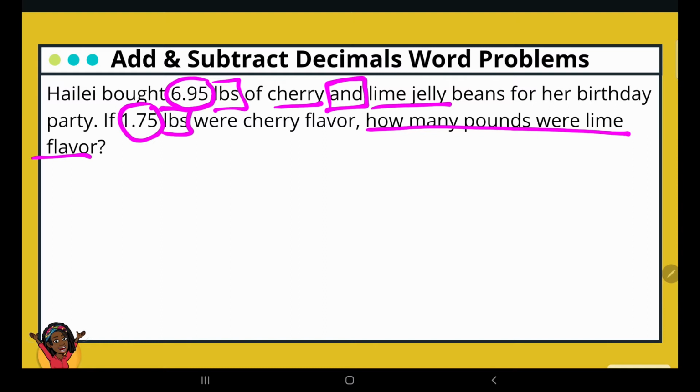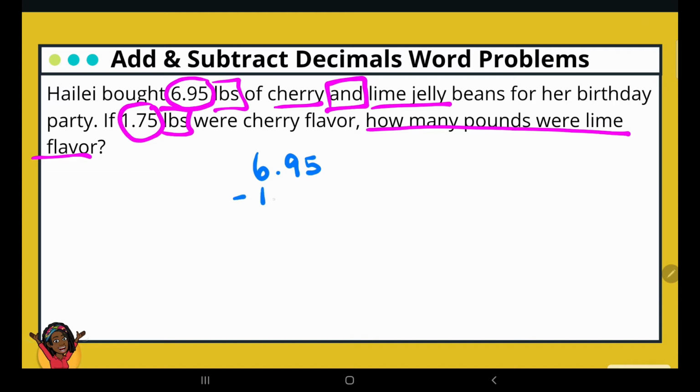So how many pounds were lime flavor? So now we have to figure out what strategy we're going to use. So I have my total amount and I have my part. So I need to find the other part. So here, are we going to add or are we going to subtract? If you said subtraction, then you're absolutely correct. So 6.95 represents the total. And I'm going to subtract the part from it to help me find the other part.